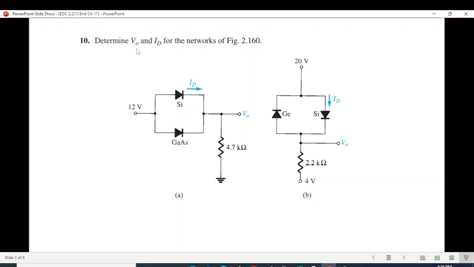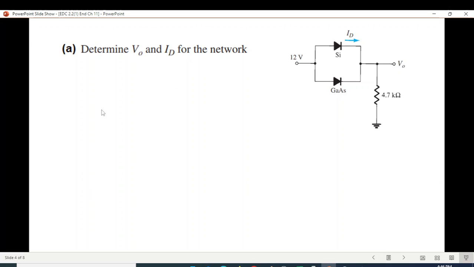We have to determine output voltage V out, and the current through the diode as shown here for the network. Now there are two questions, part A, part B. We'll solve each of them. Part A, first of all, this is the question. I always prefer to draw a battery for the voltage given.